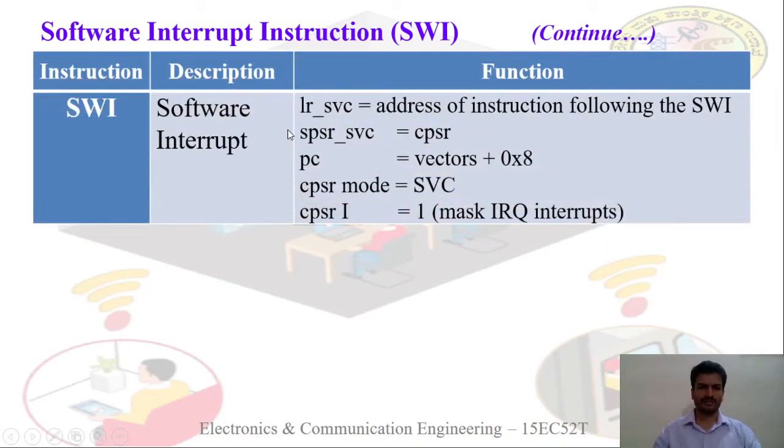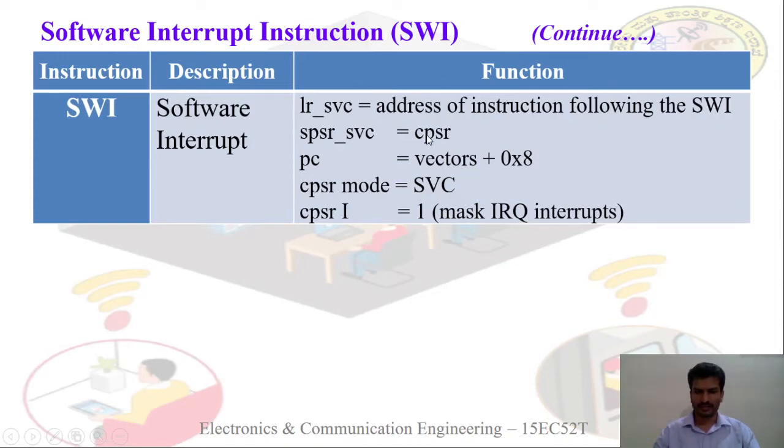The software interrupt instruction is used to enter into supervisory mode. We have 7 different processor modes in the ARM controller. This SWI instruction is used to enter into SVC mode, supervisory mode. After execution of this instruction, LR_svc, the link register of supervisory mode, will get the address of the instruction following the SWI instruction.